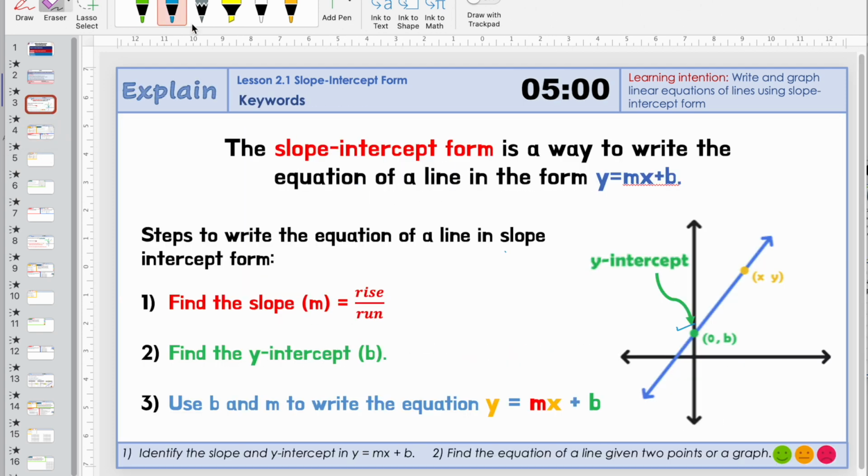Remember girls, b represents the y-intercept. Y-intercept is represented by b, not y. Y is the y value in the y coordinate, x, y. M represents the slope. Okay.